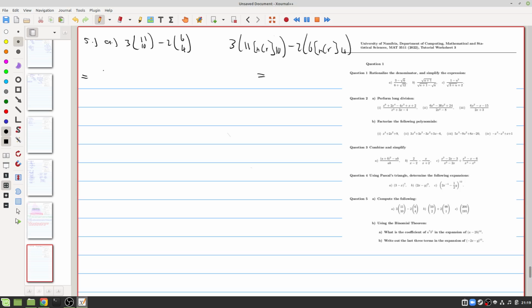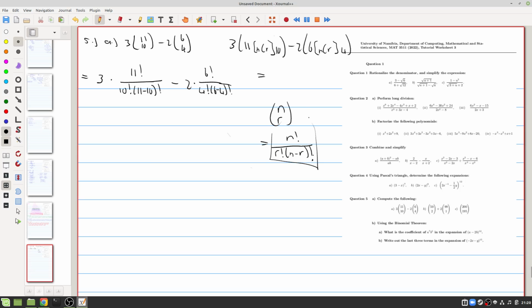But for this, let's compute it using the factorial method. So we're going to have 3 times 11 factorial over 10 factorial times 11 minus 10 factorial, minus 2 times 6 factorial over 4 factorial times 6 minus 4 factorial. So maybe let's just write down the formula here. If we have n choose r, we can say that is n factorial over r factorial times n minus r factorial.